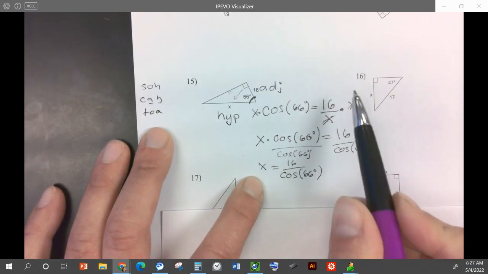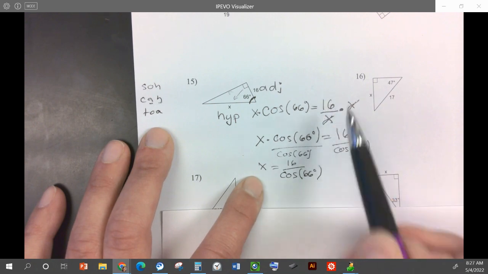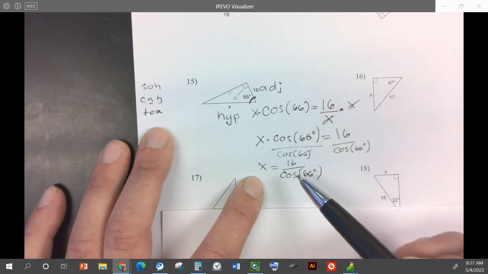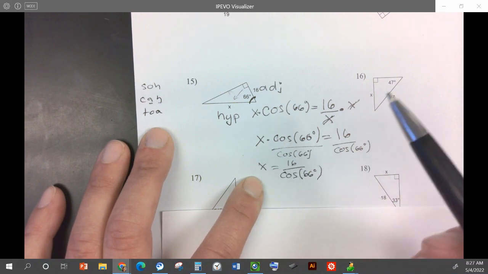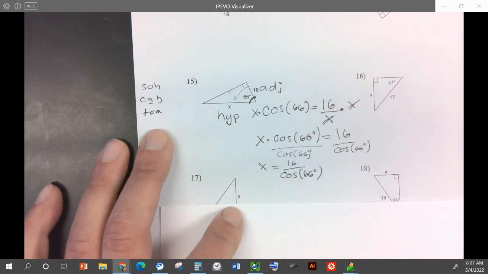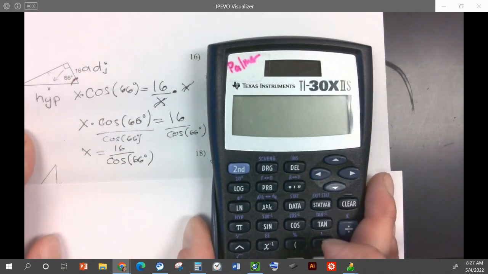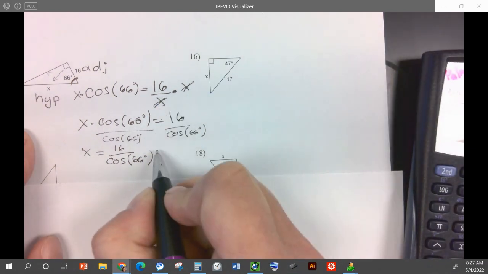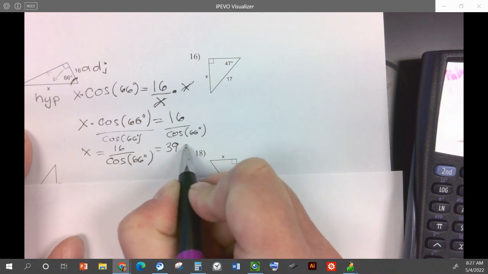So the pattern is, if we have x on the bottom, then we're going to need to take the number and divide by the cosine of the angle. You can also just solve the algebra, but if you want to follow that pattern, that's a pattern. If the x is on the top, then you just do the cosine of the angle times the number. So let's see what that is. So now we're doing 16 divided by cosine of 66. Oh, you got it? So tell us again. 39.3. Okay, thank you.